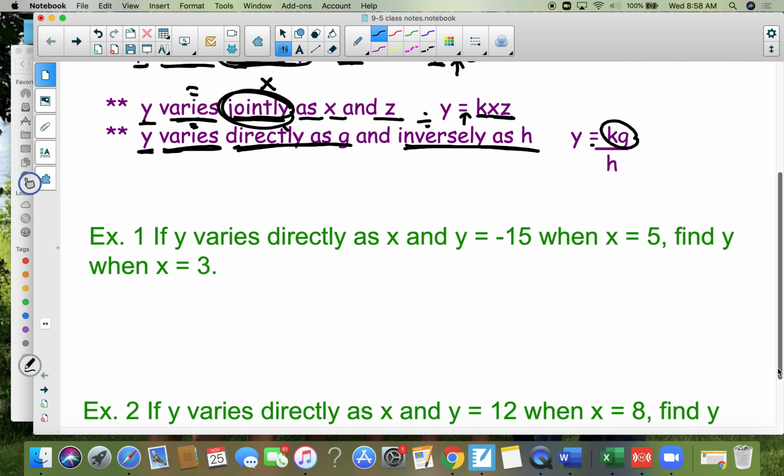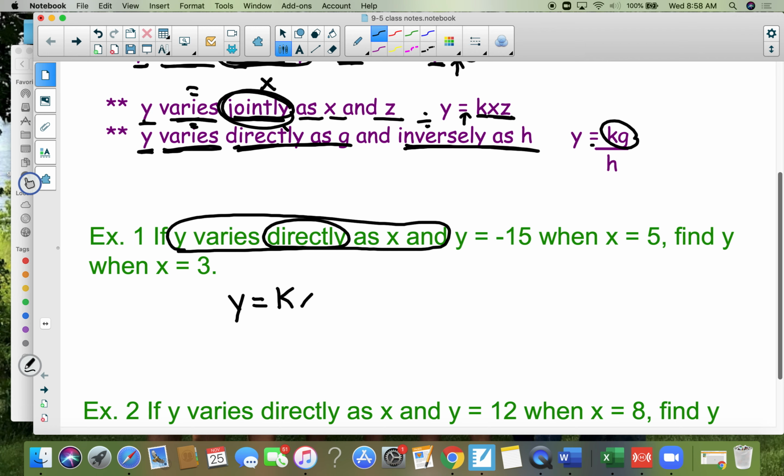So here we go. I'm going to read this part and set up my equation. Y varies means equals. Directly means to multiply. There's always a k in the problem, and you're going to multiply by x. So there's your equation. Now I'm going to find my k. I'm going to let y equal negative 15 and find my k when x equals 5. I'm going to divide both sides by 5. K is equal to negative 3.